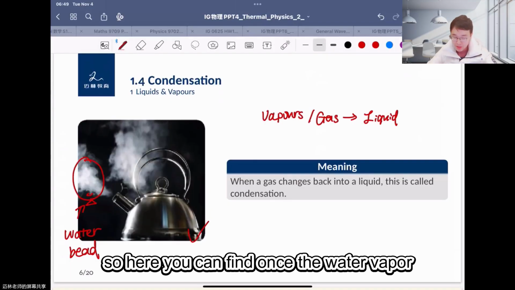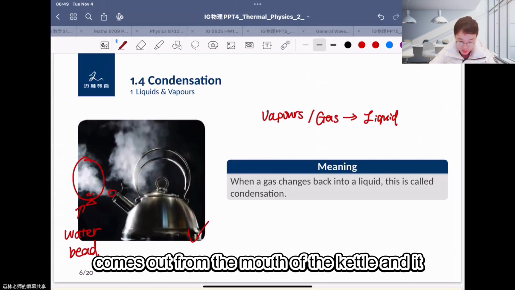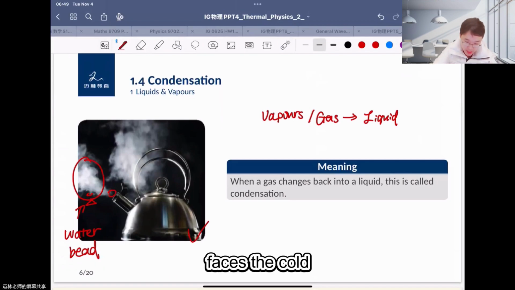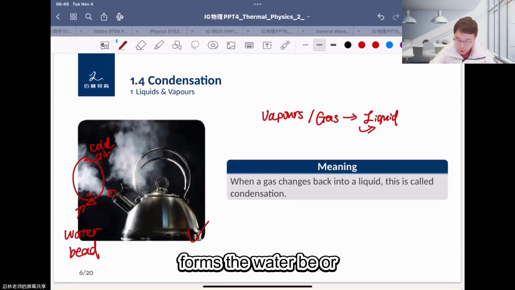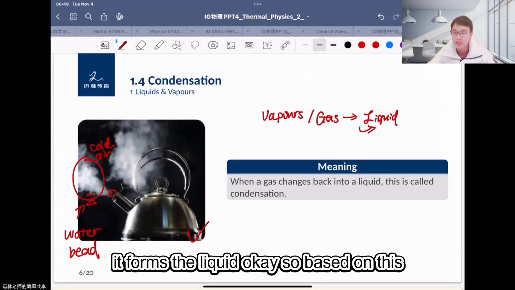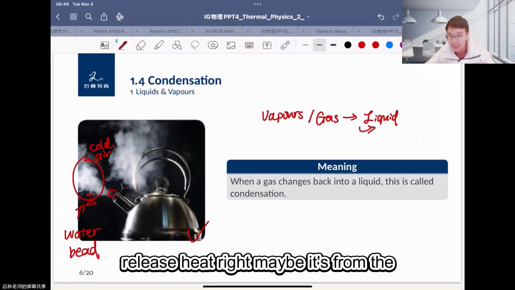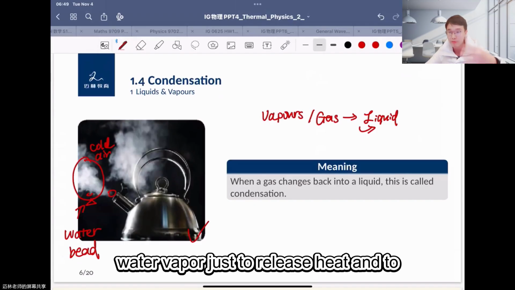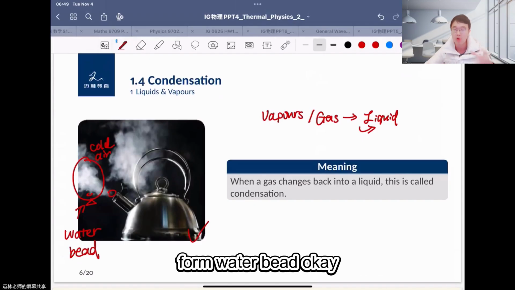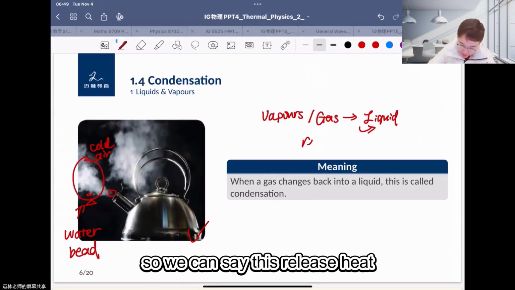Okay. So here you can find once the water vapor comes out from the mouth of the kettle and faces the cold air, it forms water beads, or we can say it forms liquid. Based on this, we can say that condensation leads to releasing heat, right? The water vapor releases heat to form water beads, okay? So we can say that it releases heat.